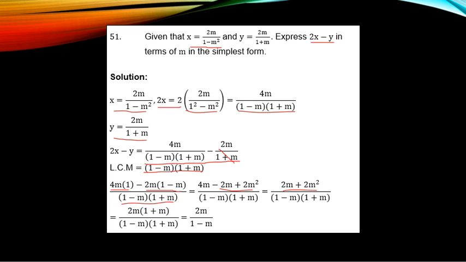2m is common in the numerator. If you factor out 2m, you have m plus 1, and m plus 1 cancels m plus 1. Our final answer becomes 2m all over 1 minus m. So that is the final answer after simplifying or expressing 2s minus y in terms of n.